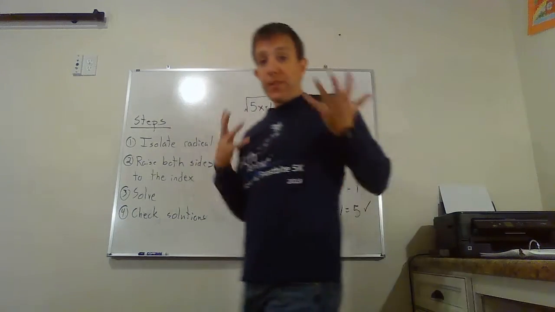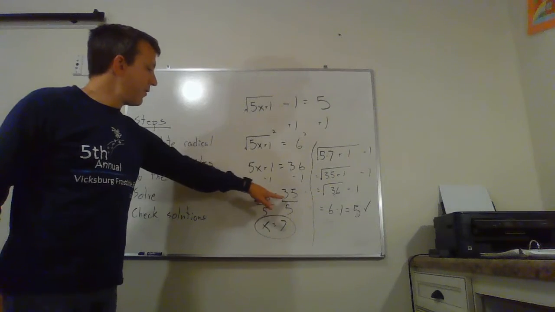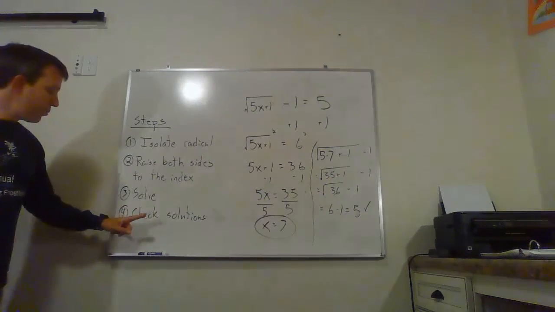Now we go ahead and solve, just like you would whatever kind of equation you've got. So I subtract the 1 to get 35. I divide by 5, and it looks like my answer is 7. But we do need to do one more step.